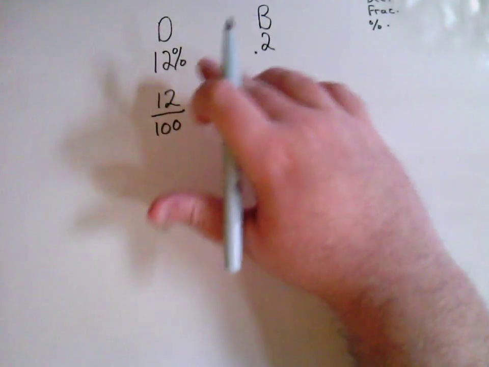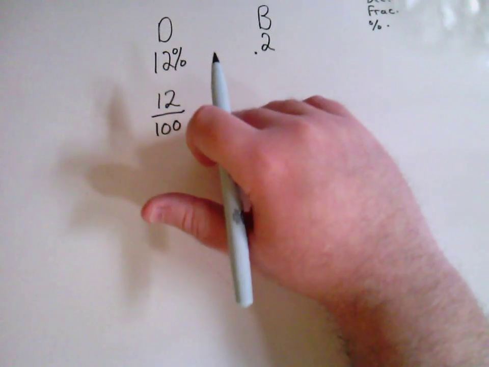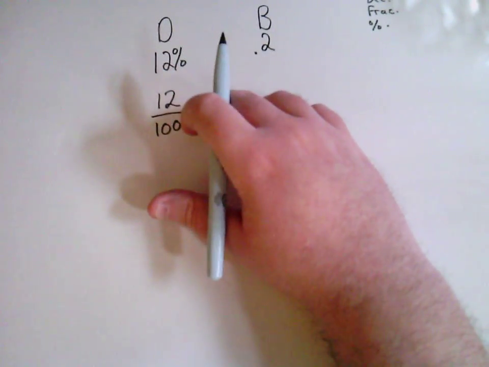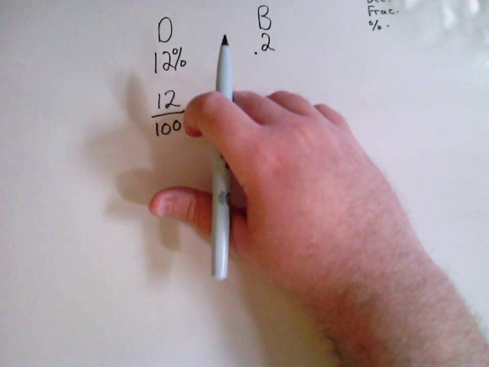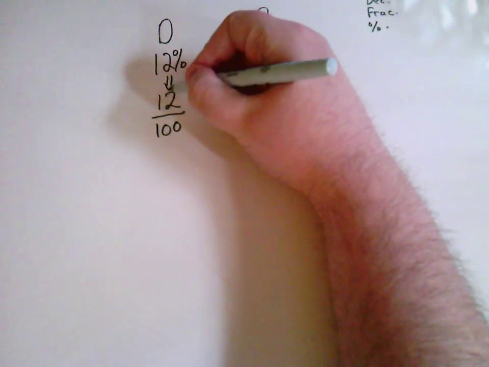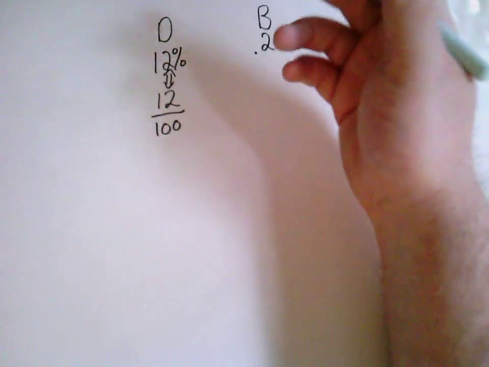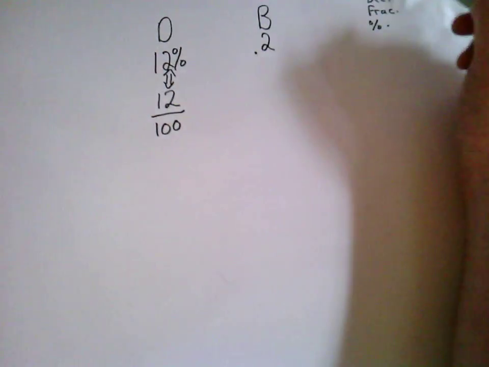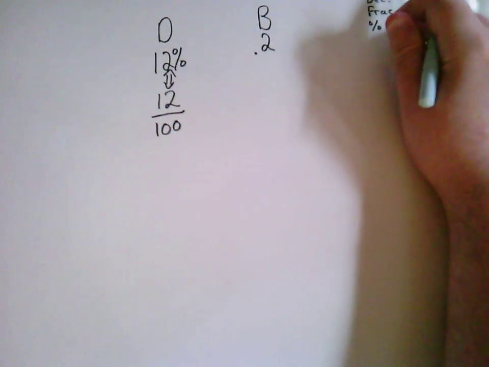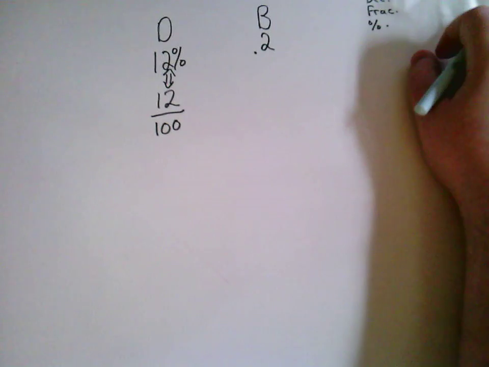We could reduce this into simplest form. We are going to do that in just a moment, but for now, let's just leave this as 12 out of 100. Okay? That lets us know that this is the same as this. These are both the same value, and this is it as a fraction. But what about 0.2? How are we going to convert 0.2 into a fraction?